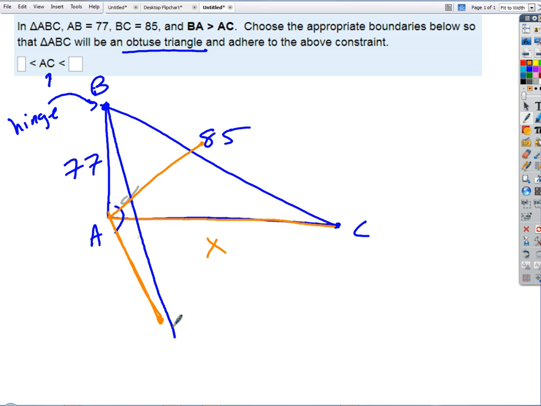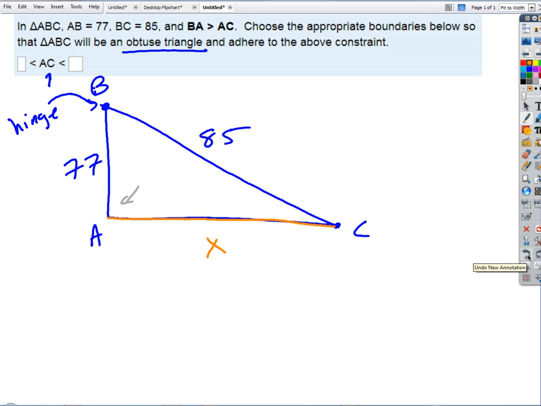Okay, so what's the answer? So we know then, in this case, that if we want this thing to be obtuse, the rubber band has to shrink, right? So what's the value then, what's the length of the rubber band that makes this a right triangle? How would we find that?